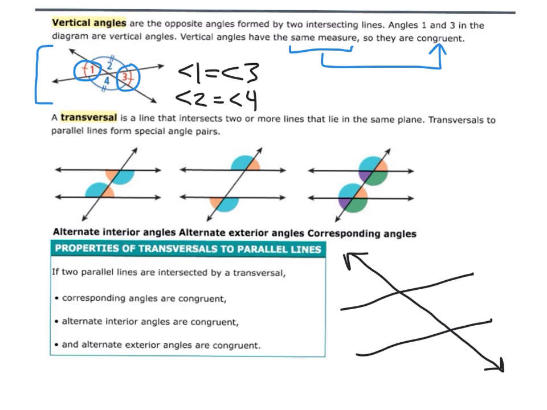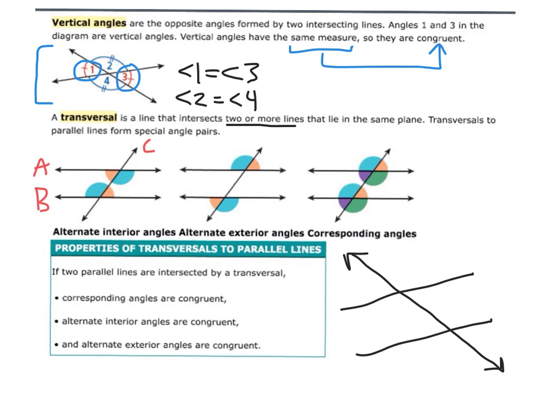A transversal is a line that intersects two or more lines that lie in the same plane. Transversals to parallel lines form special angles. So when you have two parallel lines, like line A and B here, cut by a transversal, you get 8 angles. And there's a special relationship between a lot of those angles. So line C in this scenario would be the transversal.